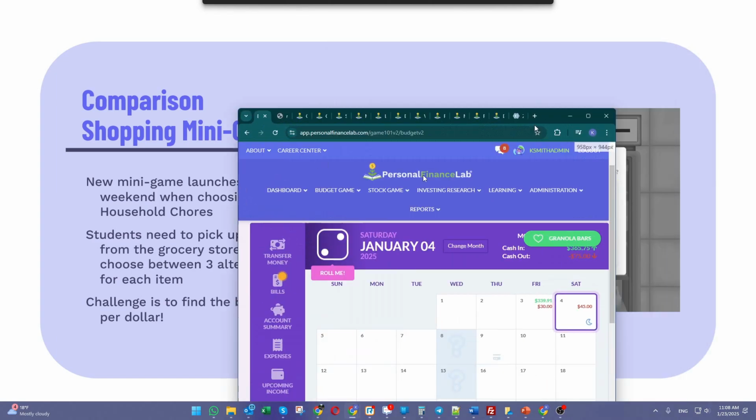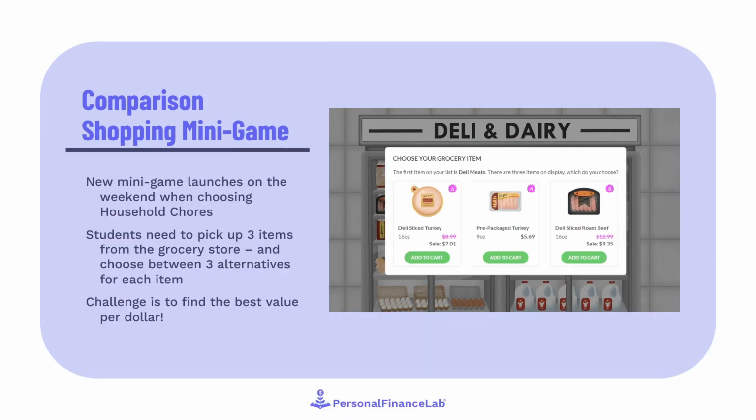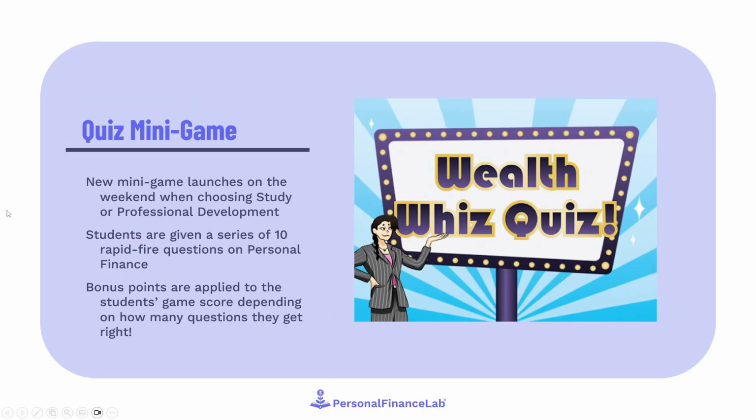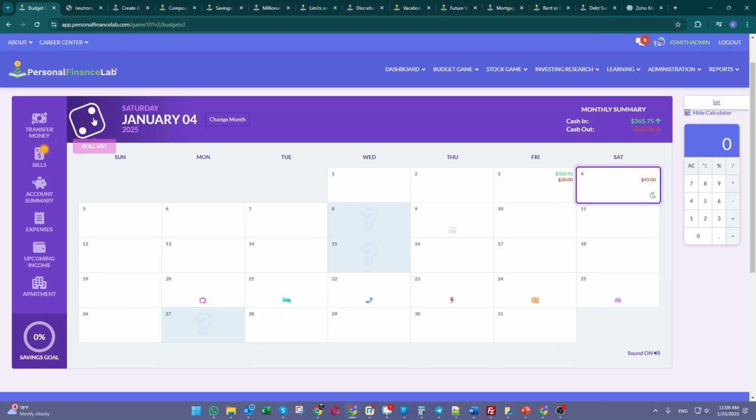All right, next up is the quiz mini game. So another mini game. This one we actually launched in the middle of the fall, but we didn't have a webinar since then to talk about it. So I'm going to play through the Wealth Whiz quiz. It is a rapid fire quiz mini game where students are going to get 10 questions on personal finance topics, and they will get bonus points based on how many questions they got right. So I will move through the next week.